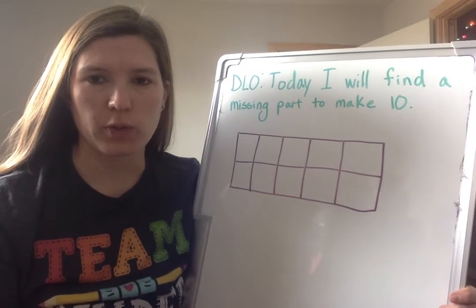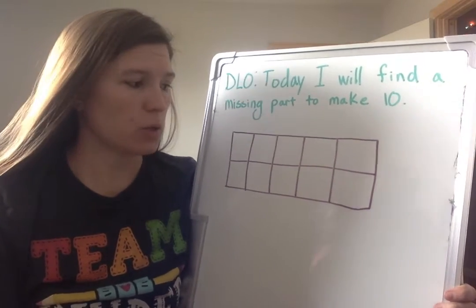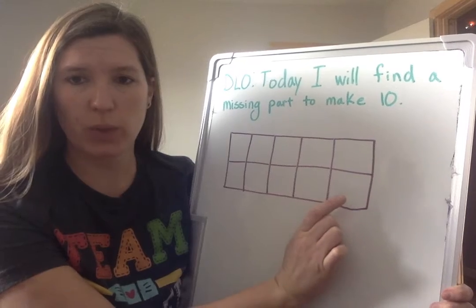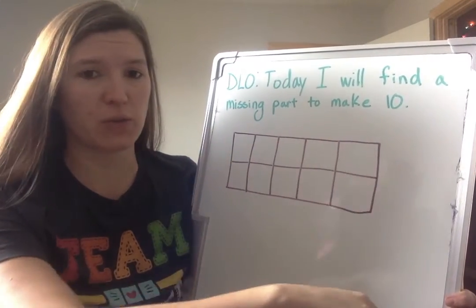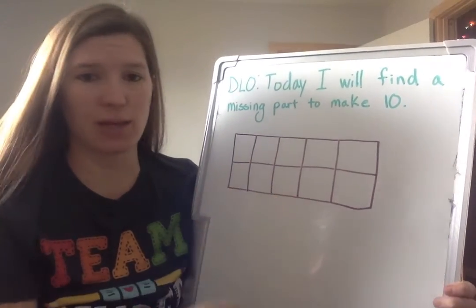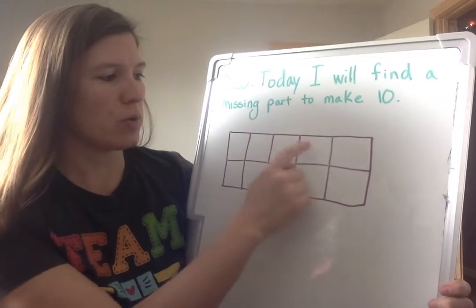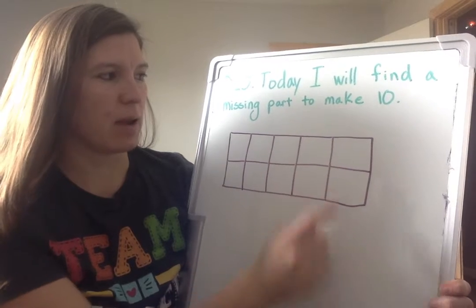Today in math, we're going to continue with working with the number 10. So we're using a 10 frame today. If you want to follow along with me, get your dry erase board out and make a 10 frame. A 10 frame has 10 windows, just like in the name. 1, 2, 3, 4, 5, 6, 7, 8, 9, 10.